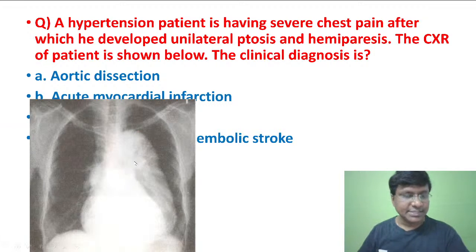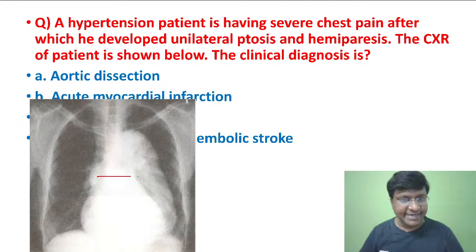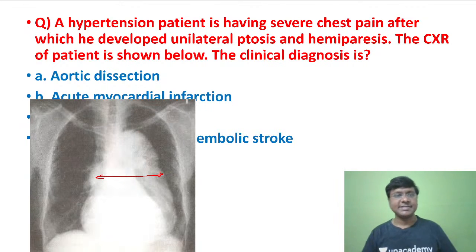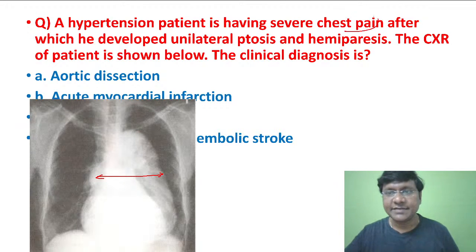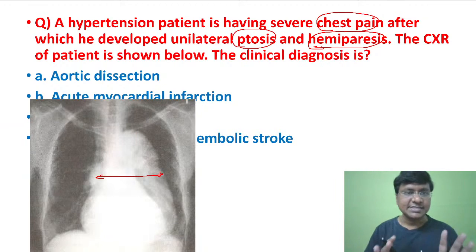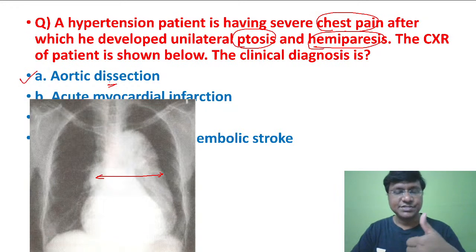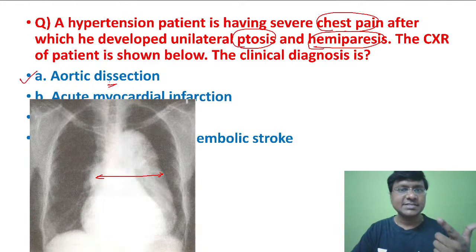Right. So what are you able to observe? You are able to make out that there is a wide mediastinum. And the individual is having chest pain, unilateral ptosis, as well as hemiparesis. So this is a very classical history of aortic dissection. In aortic dissection, you will have chest pain, right? And why will you have ptosis as well as hemiparesis?